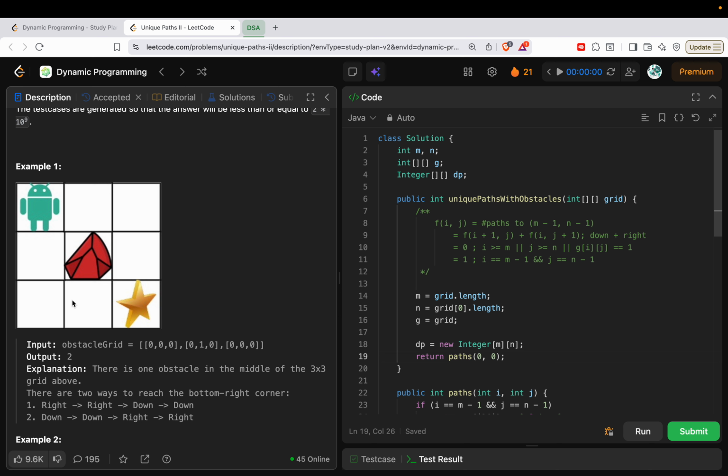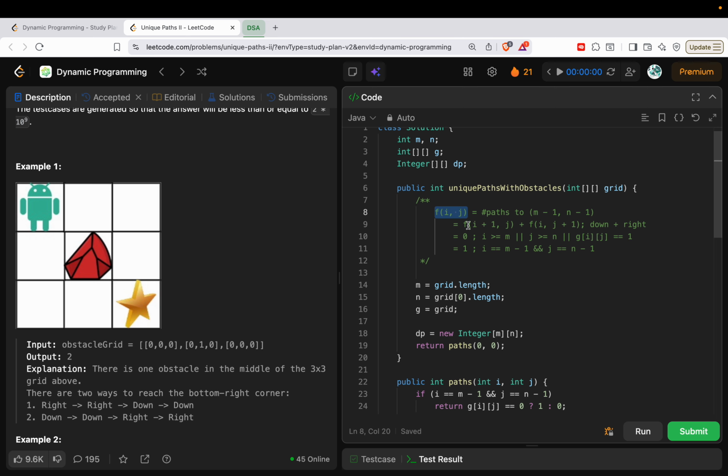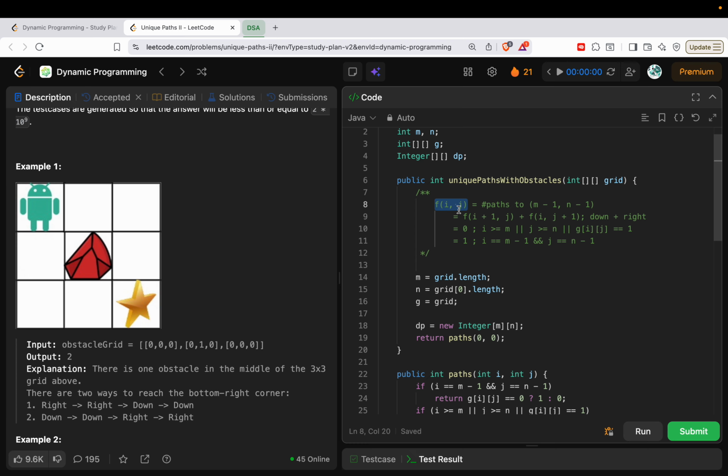Let's say you are standing at a grid (i, j) and you want to reach the bottom right corner. If you are standing at this particular grid (i, j), what options do you have? Two options: either go right or go down. So let's say we have a function f(i, j), which will tell me the total number of paths to reach from (i, j) to (m-1, n-1).